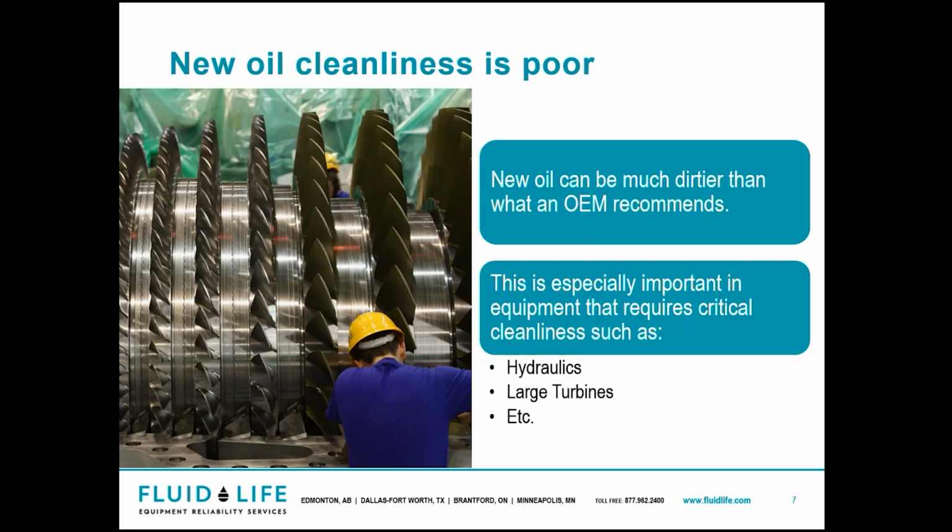Same principle goes for water. New oil can be much dirtier than what an OEM recommends. This is especially important for highly critical equipment such as hydraulics, turbines, and such. Small particles can typically pass right through an oil film, and that's why we have different viscosity grades of oils. But we want to make sure that our oil is as clean as possible going into that machine to help the longevity. It can be up to 8 times dirtier by most manufacturers. We'll get into that a little bit shortly.